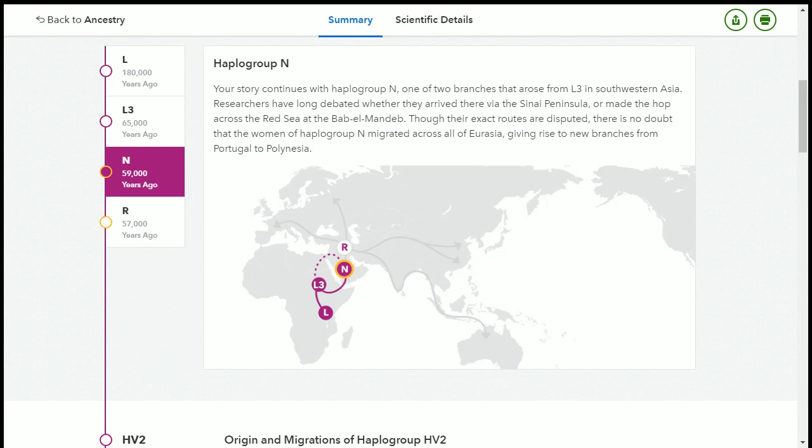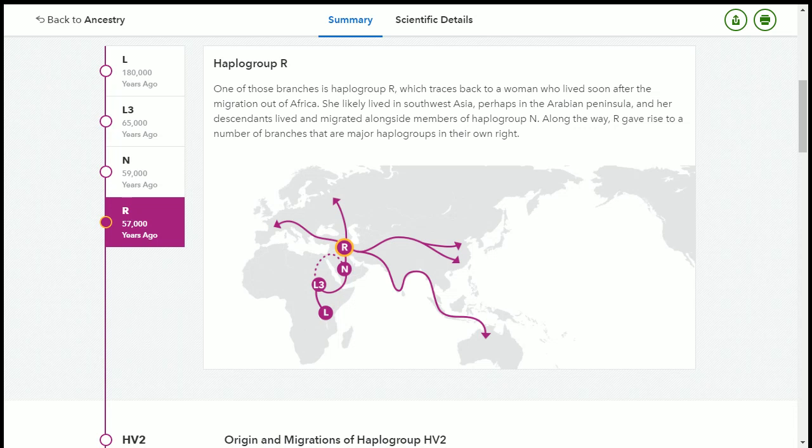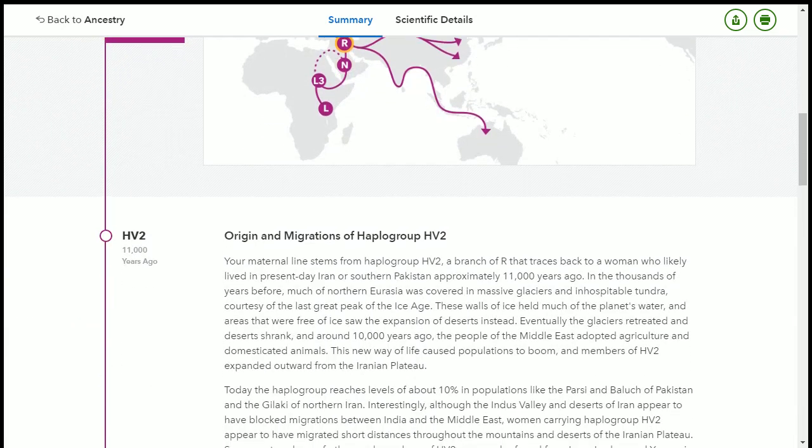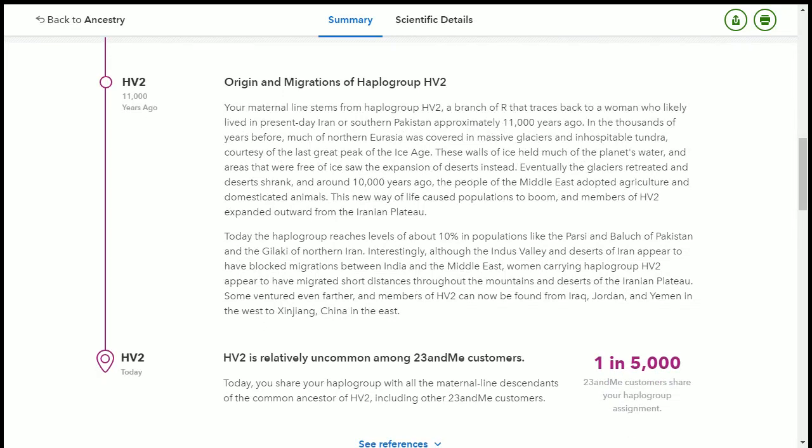Okay, then it goes to R, haplogroup R. So right now you're watching my mother's mother, and you're watching how she traveled. Okay, one of the groups is haplogroup R, which traces back to a woman who lived soon after the migration out of Africa. She lived in Southwest Asia and the Arabian Peninsula, and her descendants lived and migrated alongside members of haplogroup N. Along the way, R gave rise to a number of branches, right? And then that branch for me was HV2, so this is me here.